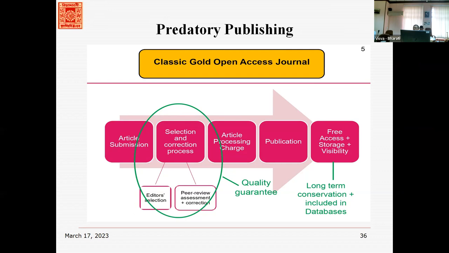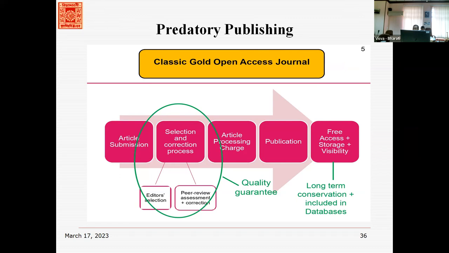Then a primary selection is done by the editorial board, by the first one or two members on behalf of the editorial board. They see the first things as per the rules, as per the guidance, as per the instructions to authors given by the journal. You have to follow this, that is the font size, margin, space, line space. This is not the technical part.